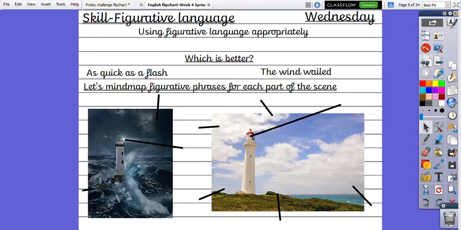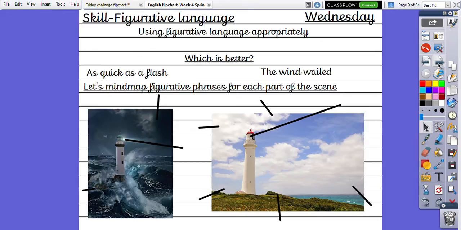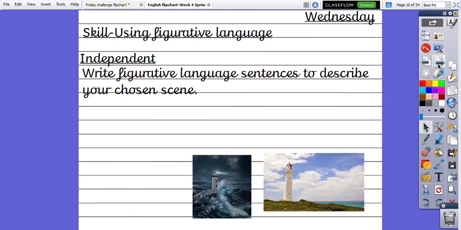On Wednesday, we had a look at the skill of figurative language, so using similes and metaphors and personification, but in really effective ways. So we don't want to use figurative language that we might see all of the time, that's a little bit stereotypical, as quick as a flash. Instead, we want to use things like the wind wailed, so personifying the wind.